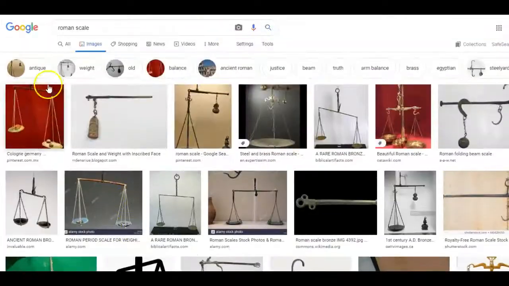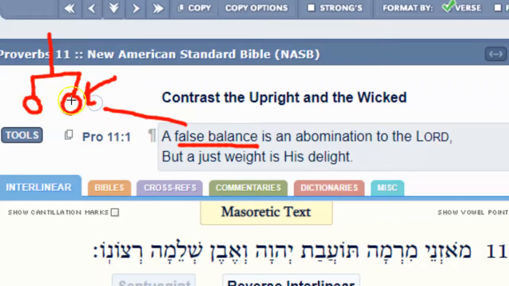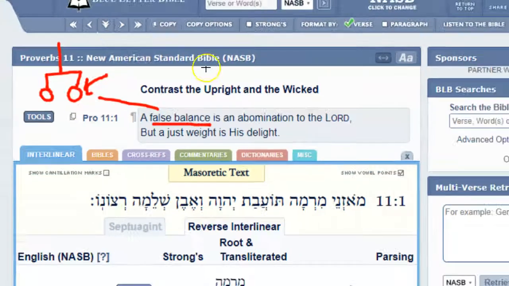And so it is a false balance that is an abomination to the Lord. A false balance is an abomination to the Lord. So if we draw a little sketch here, we can see here's a balance, or a scale, if you will, and it hangs. And so if we put more weight on this side, it will go down, and this side will go up because it's lighter. Well, why is this very important for us to understand?